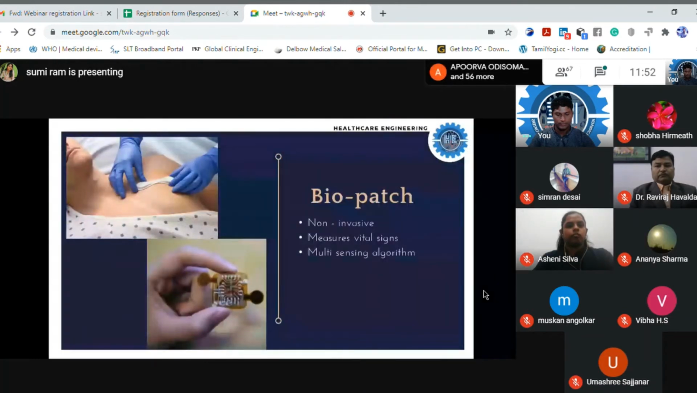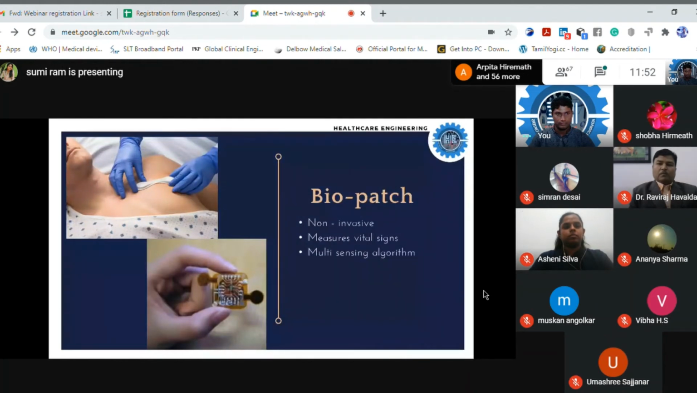So the next device is the BioPatch. So what is a BioPatch? BioPatches are nothing but non-invasive wearables for advanced patient monitoring. These BioPatches are small, elegant devices that provide valuable information for the physician as well as nurses. These BioPatches monitor vital signs such as ECG, heart rate, respiration rate, body posture, and fall detection, and they also record the activity of a person, blood pressure, weight, and oxygen saturation.